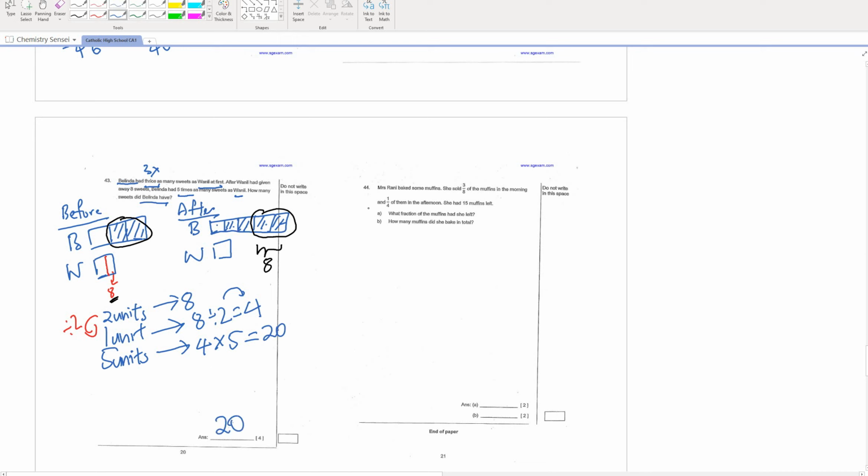Alright, last question, question 44. Mrs. Rani baked some muffins. She sold 3/8 of the muffins in the morning and 1/4 of them in the afternoon. She had 15 muffins left. So let's take a look at the first fraction. First is 3 out of 8. So we have a total of 8 units.